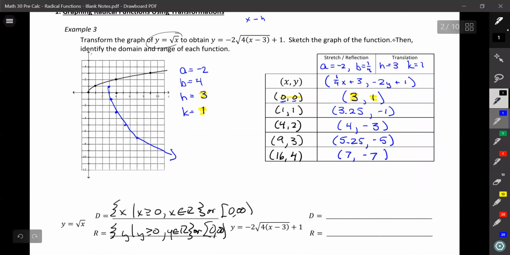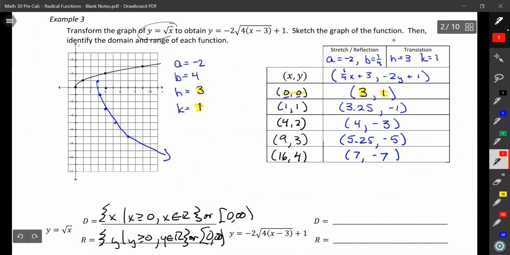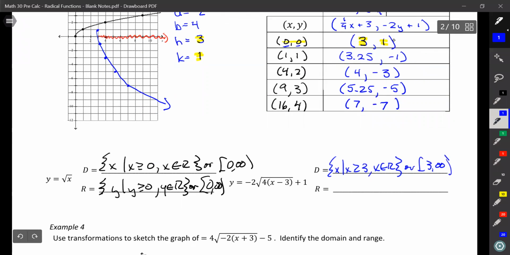So that's the black graph. Now let's look at the blue one. We take a look at the domain. Now it looks like the domain starts here at 3, and then the graph goes towards the right. So our domain on this one is x such that x is greater than or equal to 3, x element reals, or, and soon I will just use this notation, it's 3 up to infinity.